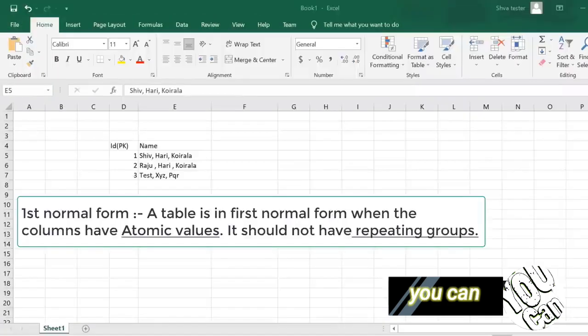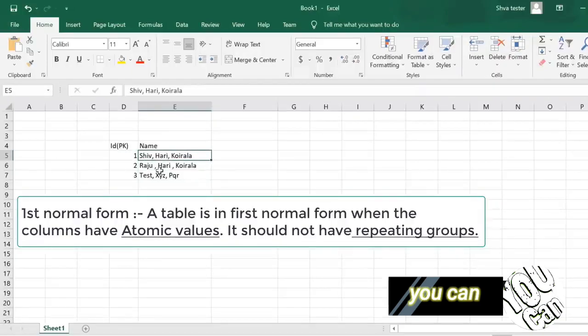A table is in first normal form when the columns have atomic values. A database fulfills first normal form when the columns have atomic values, or they do not have repeating groups. So what do you mean by atomic values? Atomic values means, for example, look at this. This is a name column out here. So this is a primary key. This is the name of the person.